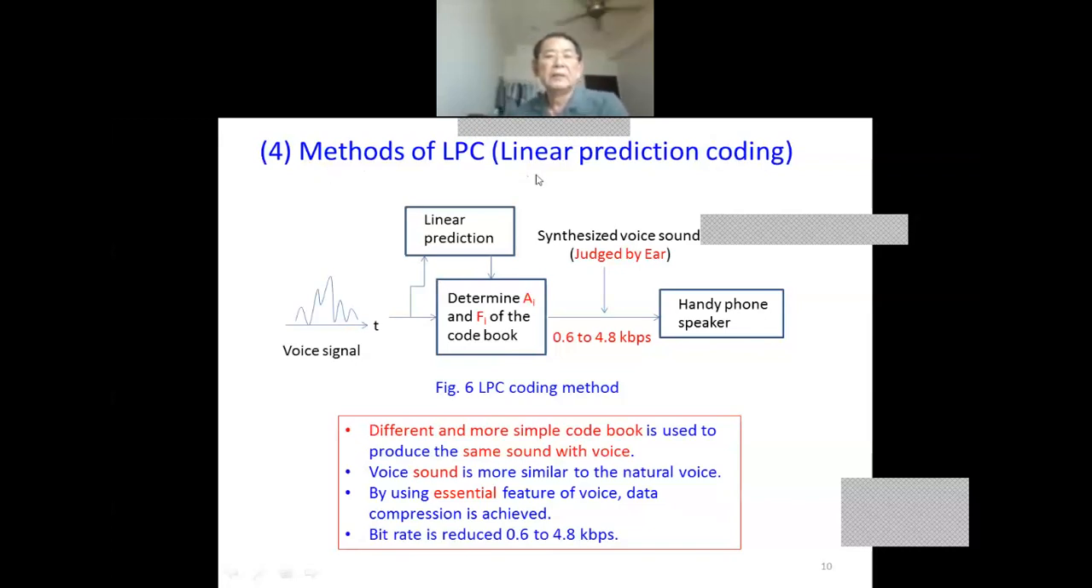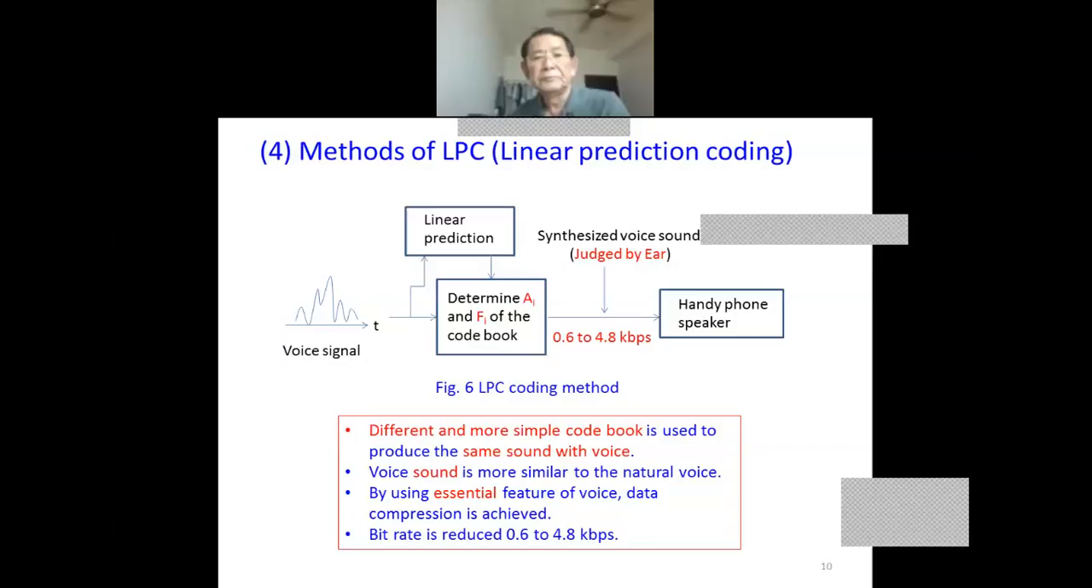Next, this is the final method, LPC, linear prediction coding. That is almost similar. However, the purpose of the code book is not the waveform, but the voice sound. A similar voice sound is produced by this method.